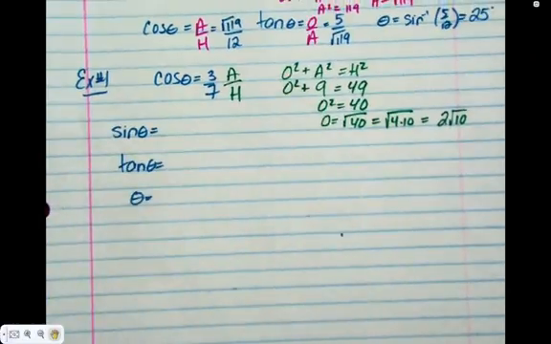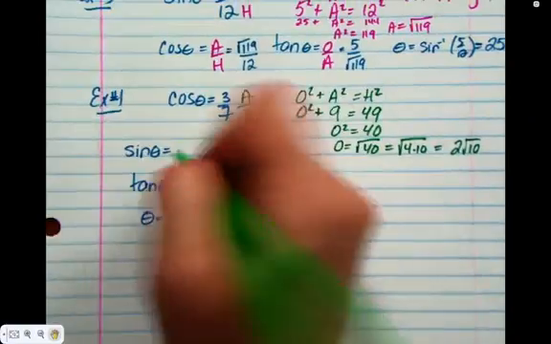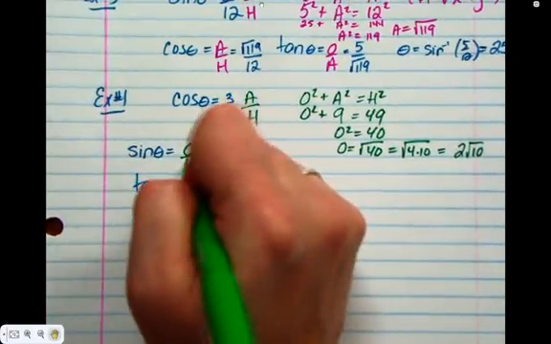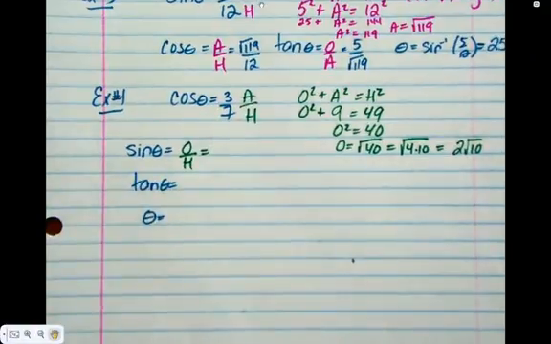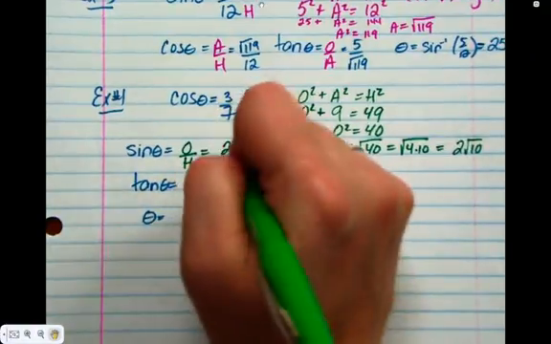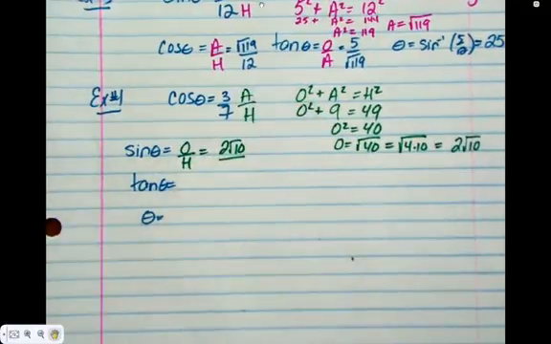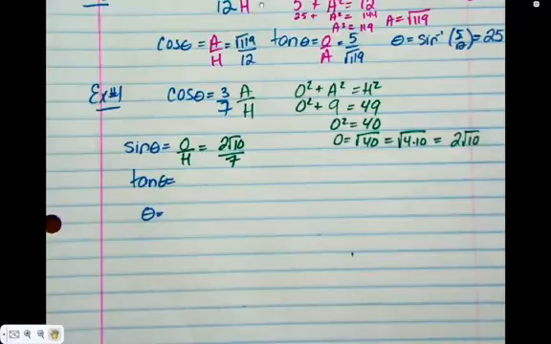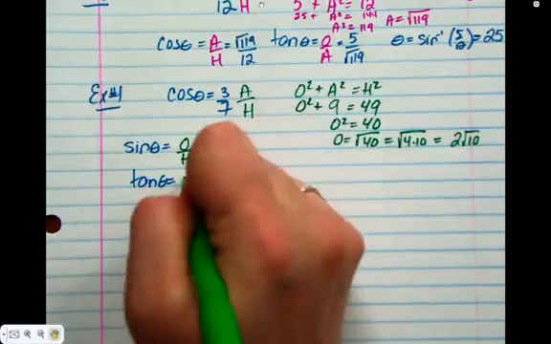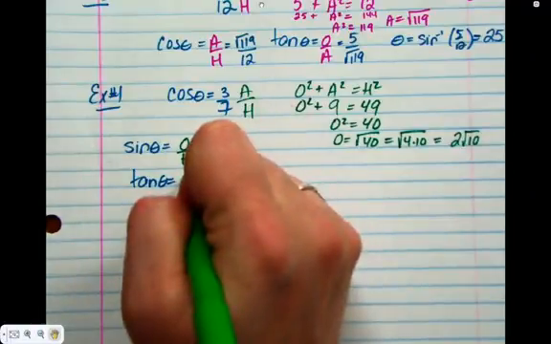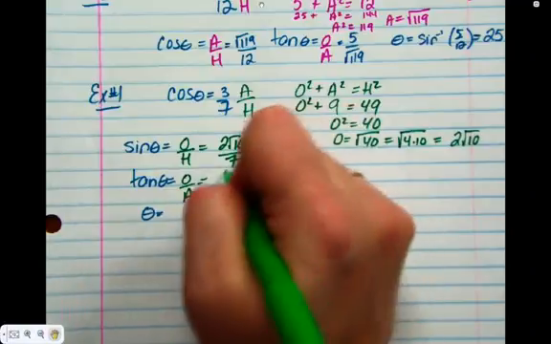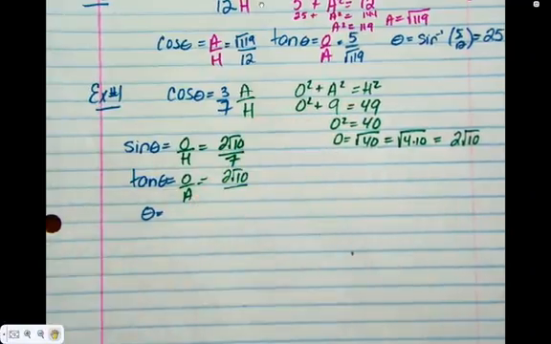Okay, what are the 2 sides that I need to do sine? O and? What's O? What's H? What are the 2 sides I need to do tan? Yeah, or what A, either one. What's O? What's A?